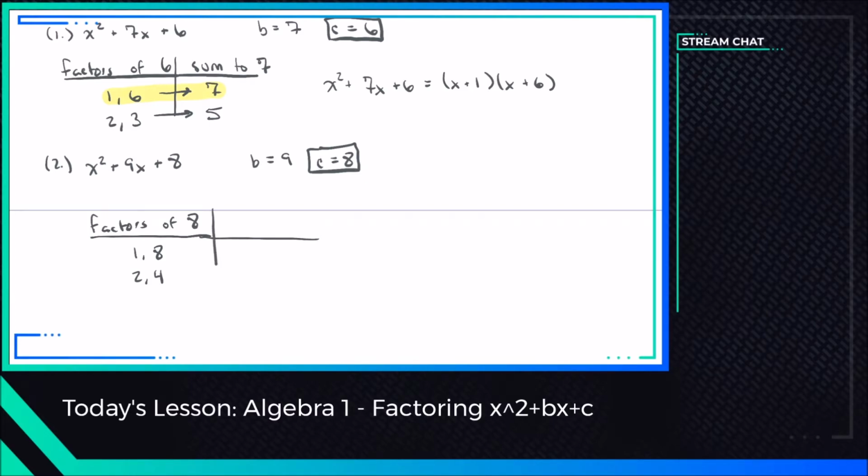And then let's see what sums to 9. So 1 plus 8 is equal to 9, 2 plus 4 is equal to 6, so the numbers we want are the 1 and the 8. So x squared plus 9x plus 8 is equal to x plus 1 multiplied by x plus 8.